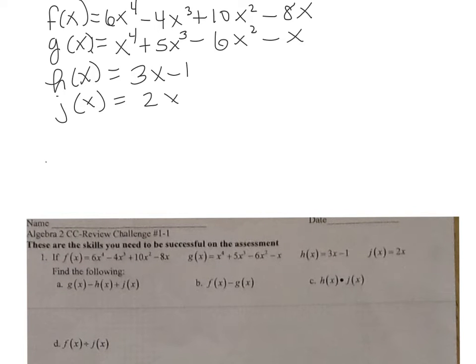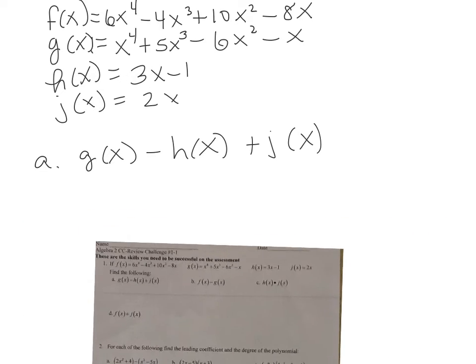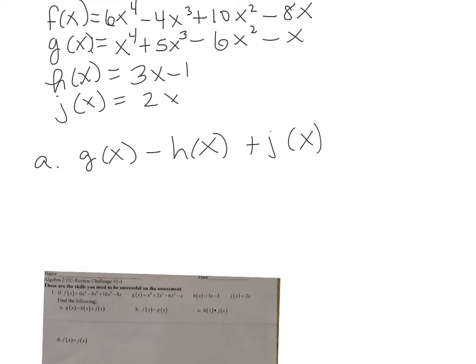Okay, so A is to do g of x minus h of x plus j of x. All right, so I'm just going to rewrite this. I'm going to put g of x first, in parentheses because it's a polynomial, so it's x to the fourth plus 5x to the third minus 6x squared minus x, minus, and now h of x. And h of x is 3x minus 1 in parentheses. And then at the end, we're going to add j of x, which is 2x. I don't need to put that in parentheses because it's just a monomial.